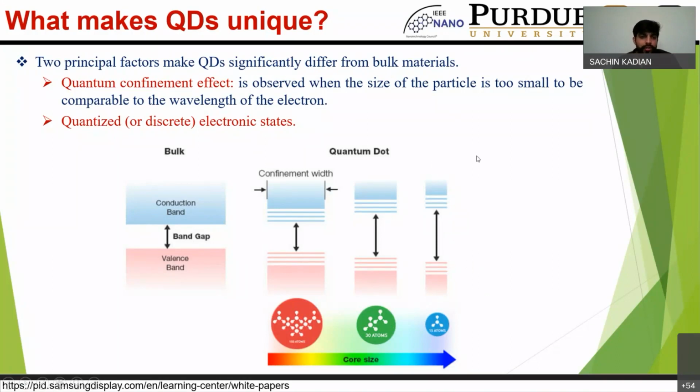So it's all because of these two phenomena that occur at the quantum level, that is the quantum confinement effect, where the width of the bands is confined, and the electronic states are quantized. So I think everyone has got some basic idea of what quantum dots are and why we are talking about quantum dots. Now I will talk about the emergence of GQDs, their properties, their applications, and our contribution.